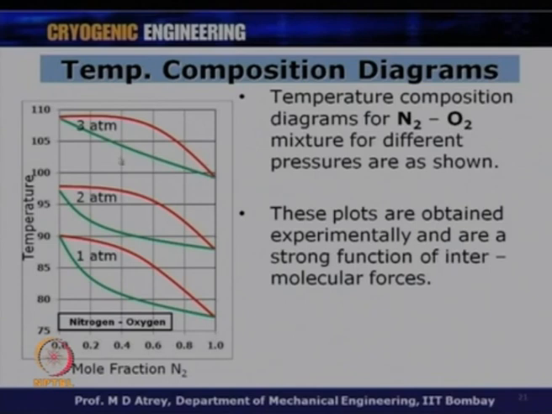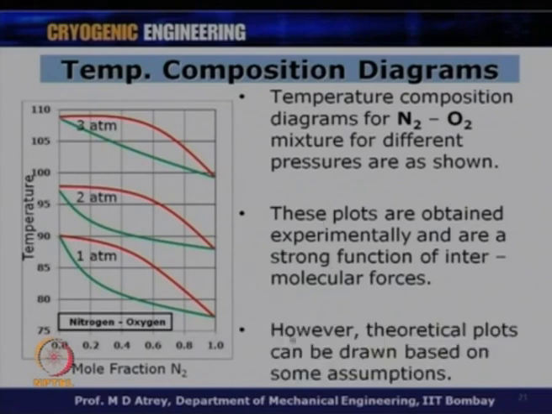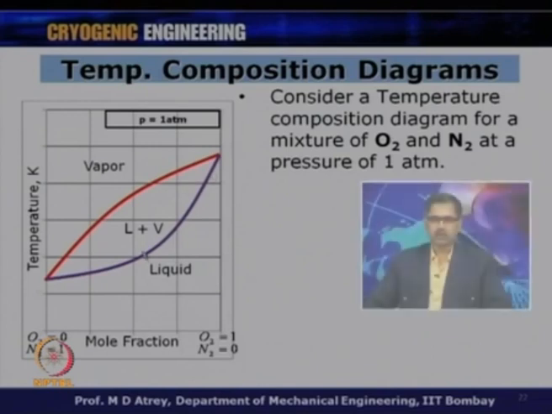Normally, they are obtained experimentally, and they are a very strong function of intermolecular forces. So, experimental values will take care of all these things. One can compute, however, theoretically also. The theoretical plots can be drawn, but based on some assumptions. So one will be able to draw these diagrams on a theoretical basis, on an ideal basis also. And these are very important diagrams, as I said: temperature composition diagram, temperature concentration diagram, whatever they are called, for different pressures.